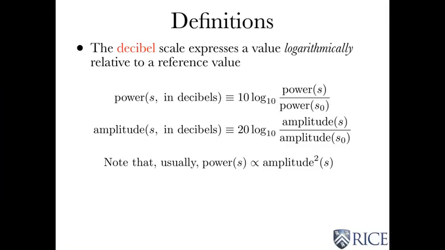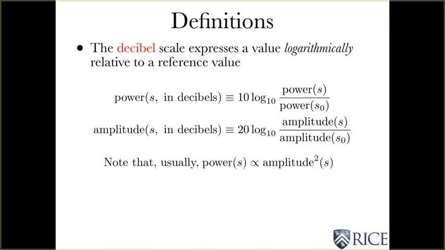Because power is proportional to amplitude squared, if you insert this formula up into the first definition, you get amplitude squared divided by the amplitude squared of the reference. Those squares, because of the log, come out and multiply and give you a 20 log 10 amplitude of the ratio. So these are just different ways of thinking about the same thing. You can express the power of a signal in decibels, or you can express its amplitude in decibels.